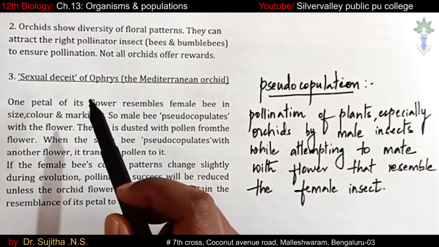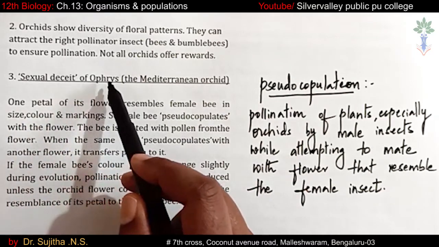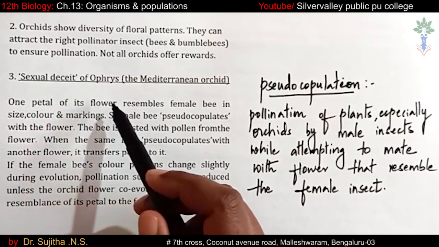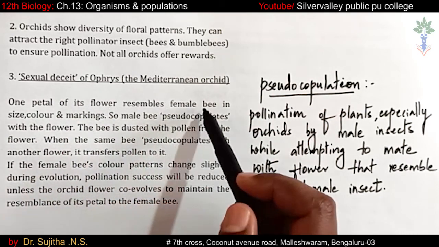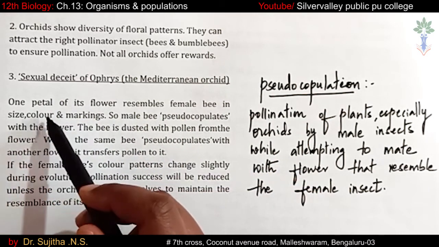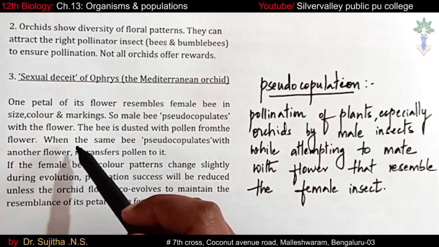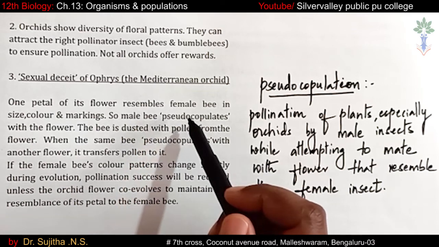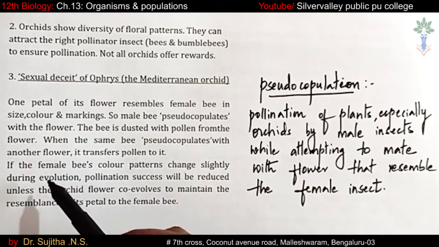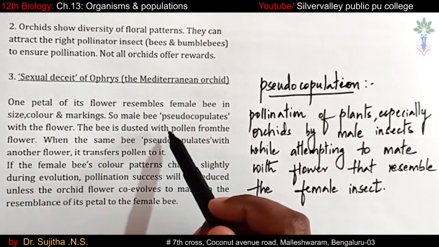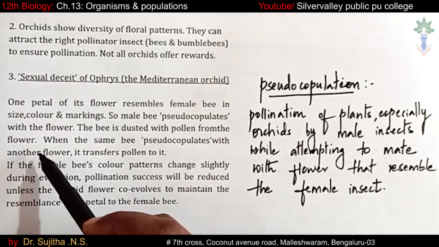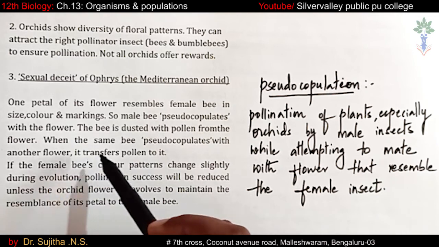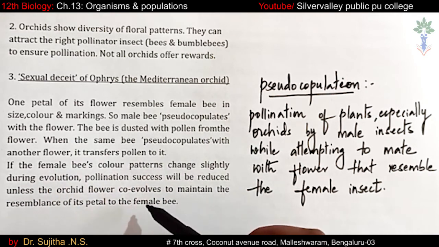The third example is sexual deceit of Ophrys, the Mediterranean orchid. One petal of its flower resembles the female bee in its size, color and markings. Therefore, the male bee confuses it with the female bee and pseudocopulates with the flower. The bee is dusted with the pollen from the flower. When the same bee is pseudocopulating with another flower, it transfers the pollen into it.